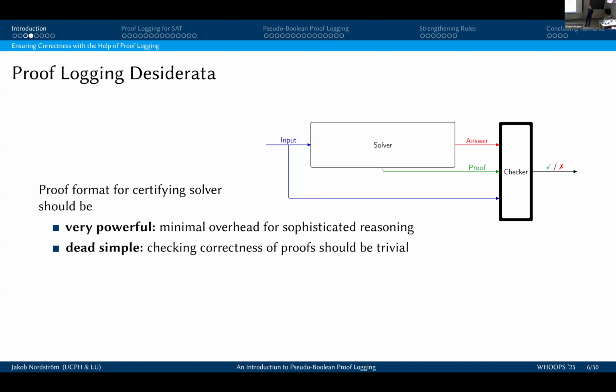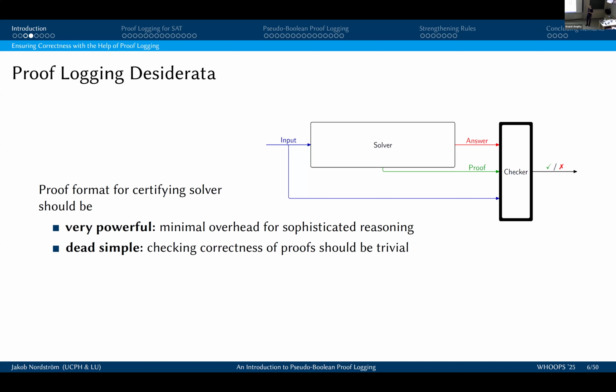But on the other hand, the whole point is that we don't want to trust the complicated solver reasoning. The whole point why we're doing this is that we believe that the solver is buggy, but now we've just reduced it. Now we have to trust the checker instead. And the reason we could trust the checker is if it is much simpler.